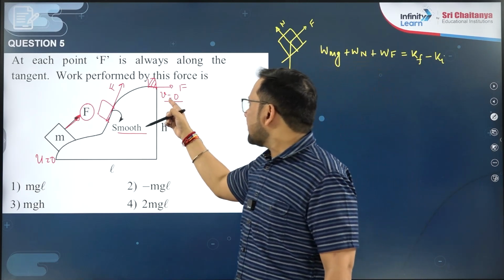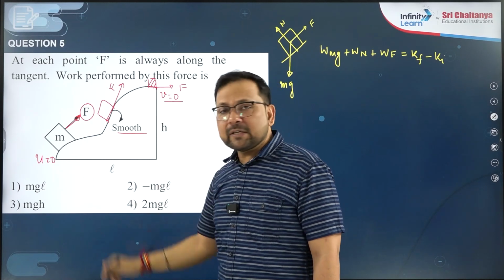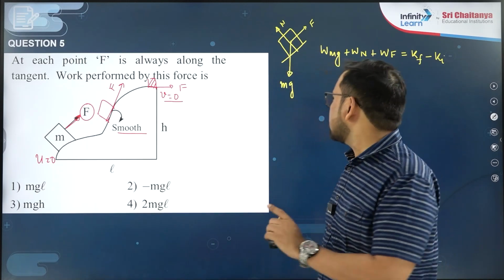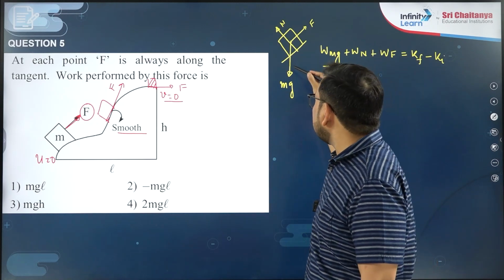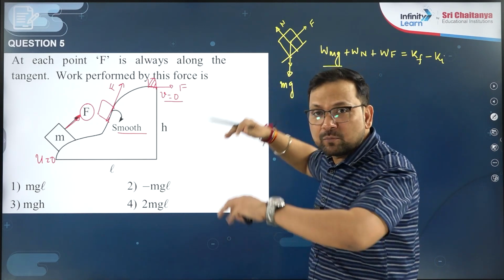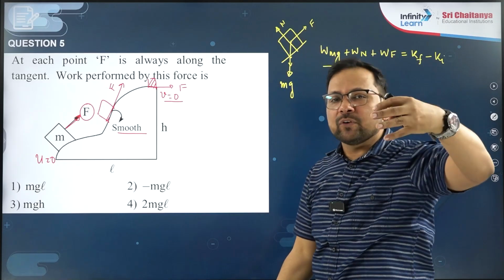But final kinetic energy has to be zero because speed is zero. Initial is also zero because initial speed was also zero. Work done by gravity: where is the gravity acting? Downward. And where is the motion? Upward. They are opposite. Opposite means negative work.